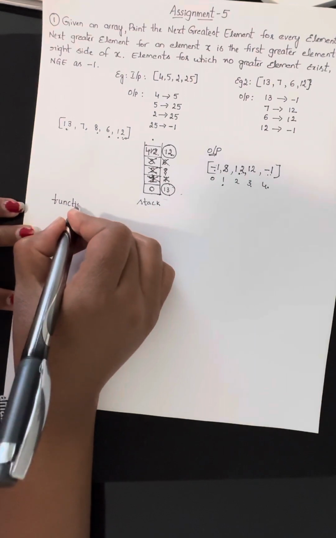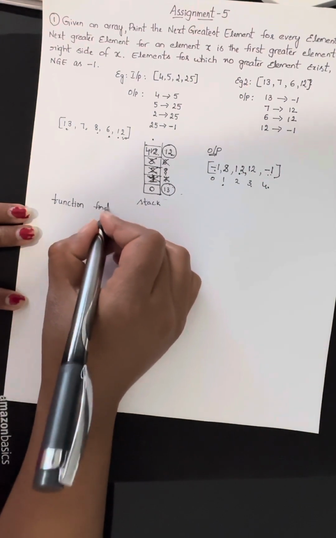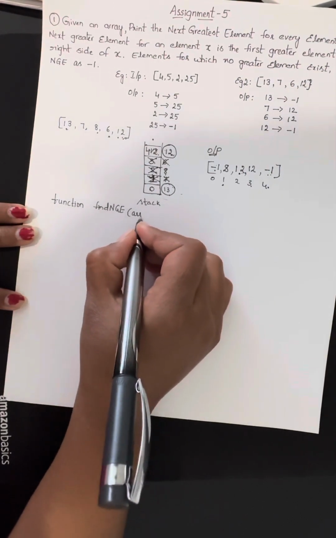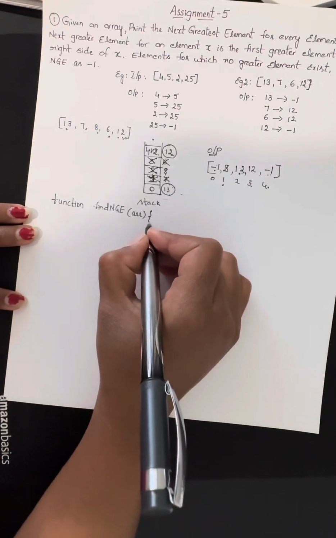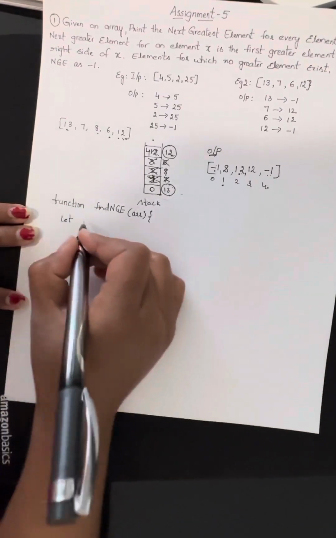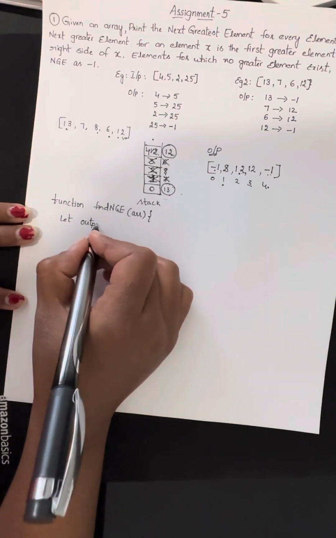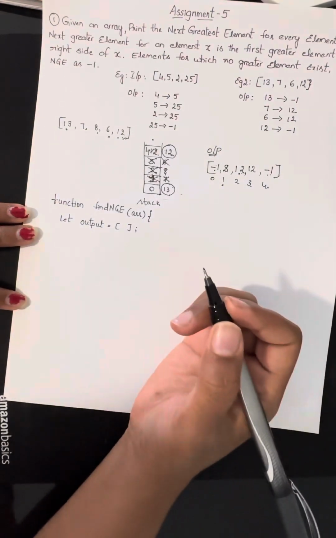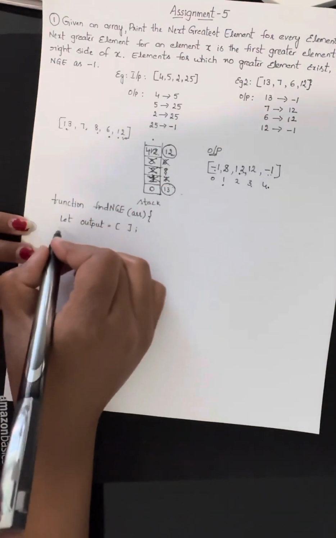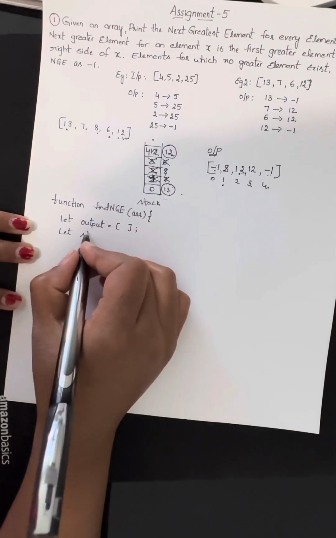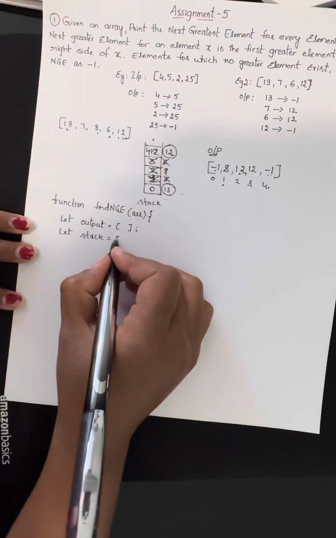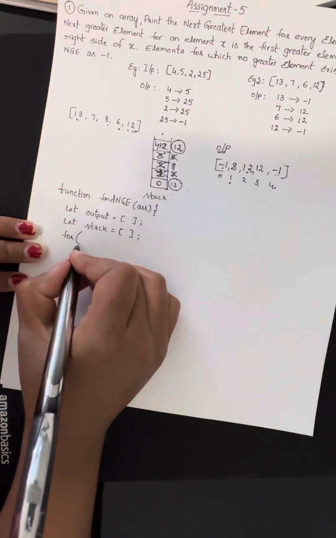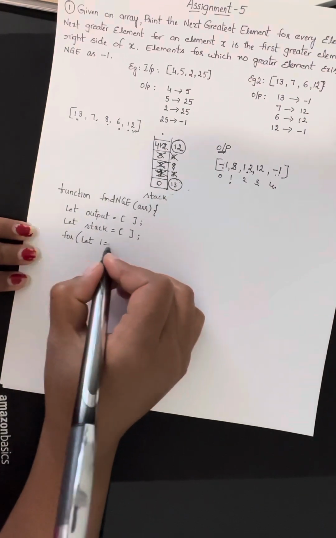I'm going to write a function with the name findNextGreaterElement, and we'll give array as an input. I'm declaring a variable called output in which we are going to store the output elements. Let's declare a stack, which is an array, and now I'm going to start a for loop to iterate through the input array.